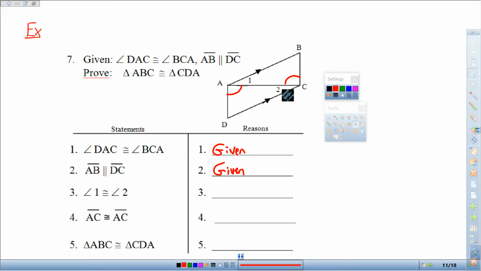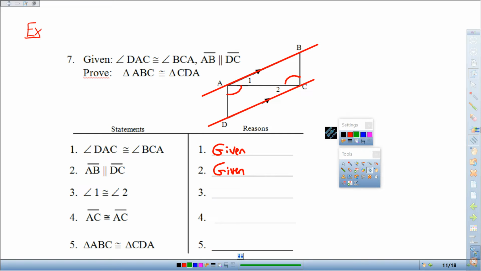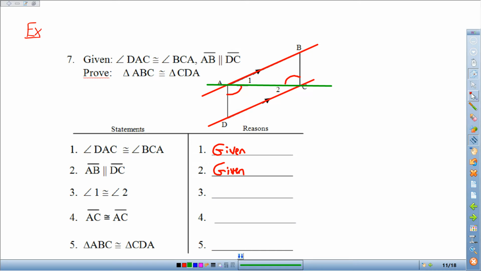Okay, so let me point out. They're saying that side AB is parallel to side DC. All right, here's what we need to notice. We have a transversal cutting over these lines. All right, and angle 1 and angle 2 are alternate interior angles. And that means they're congruent because all alternate interior angles are congruent. Okay, so those are congruent to one another.